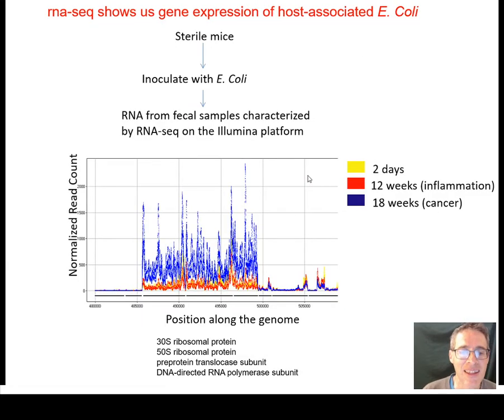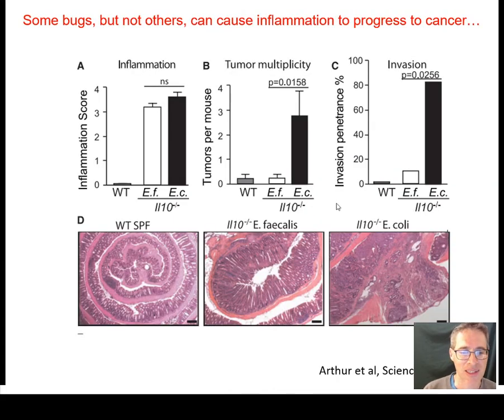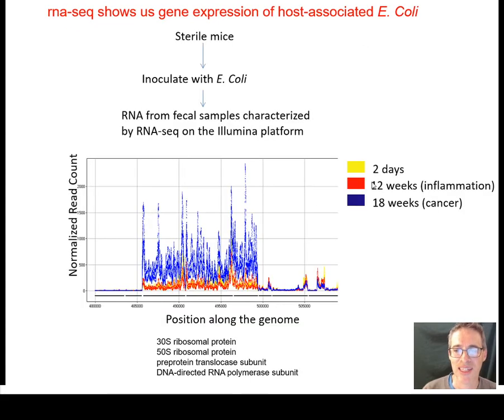But in the data set that we have, this is the PKS genome that I was just describing to you. We could ask questions about what happens at these different time points. In general, mice at 2 days look like this. That's before inflammation happens.